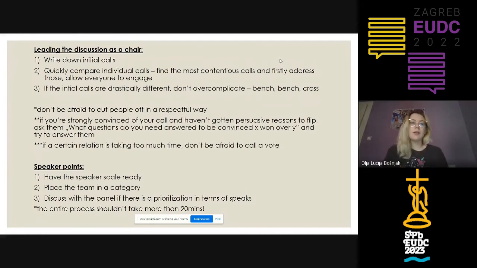you know, we have to be time sensitive, etc. Secondly, I think that if you're really strongly convinced in your call and you haven't gotten persuasive reasons to necessarily flip, but they're quite strong and they want to split or whatever, it's completely fine to ask them, look, what I just told you about winging, what questions do you need answered to be convinced that X won over Y? And then you try to answer these questions.